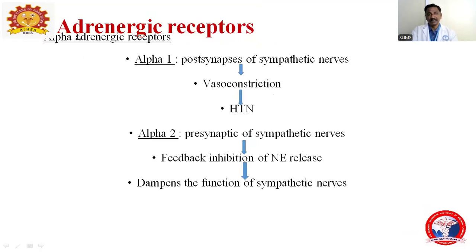Regarding the receptors, alpha adrenergic receptor, alpha 1 receptor is located at the postsynapses of sympathetic nerves, and stimulating alpha 1 receptor leads to vasoconstriction, thereby increases the blood pressure, causing hypertension. Alpha 2 receptors are located in presynaptic of sympathetic nerves, and it causes feedback inhibition of norepinephrine release, dampens the function of sympathetic nerves.